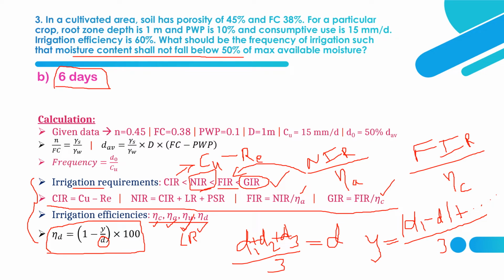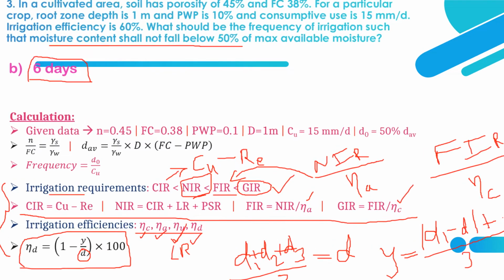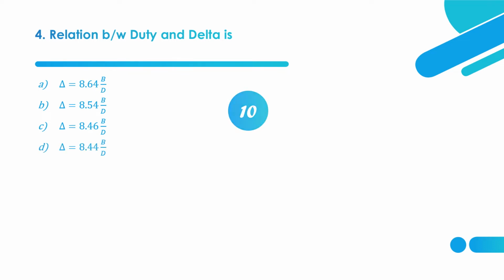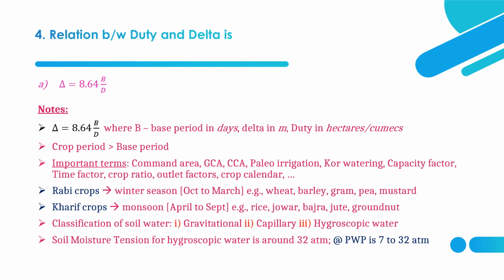Now we shall move on to the fourth question. The fourth question is the most important one, the relation between duty and delta. In many examinations, we see questions based on this relation between duty and delta. Among options A, B, C, D, which one is correct? Option A is the correct one: delta is equal to 8.64 B by D. We shall see this formula elaborately now.